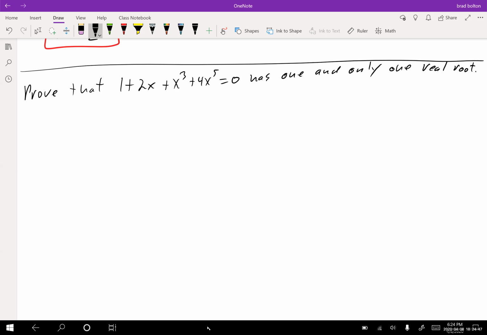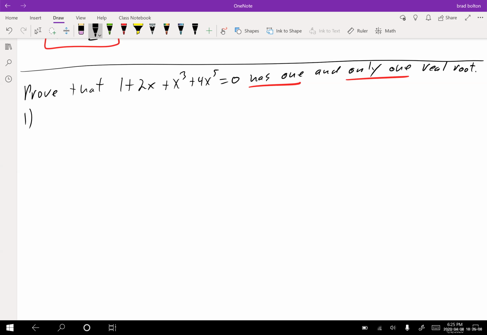Okay. So this proof is going to come in two parts. The first part is we have to prove existence. You guys notice that there's two things you have to take into consideration. You have to first prove that it has one root. Then you have to prove that it has only one root. So this is like two parts. You have to prove both of these things. So let's first prove existence of a root, okay?